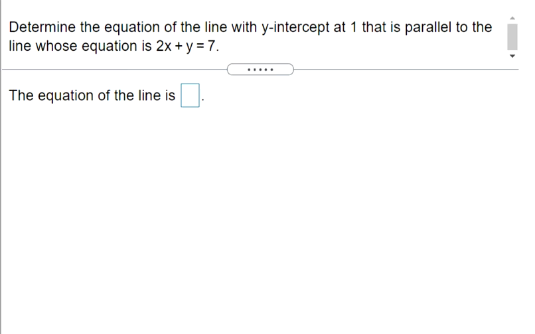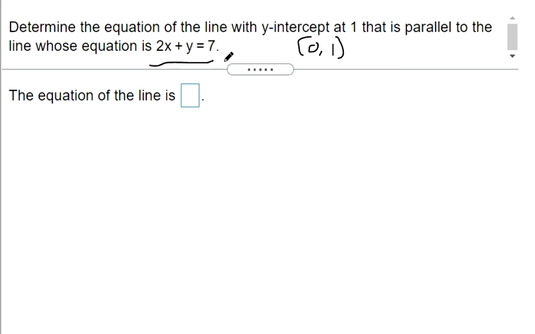We're asked to create a line that has a y-intercept of 1. And before we move on, if you have a y-intercept of 1, that means it's (0, 1) for a point, right? Because you're at 1 on the y-axis, and when you cross the y-axis, you're at 0 on the x-axis. And then it's supposed to be parallel to this equation.